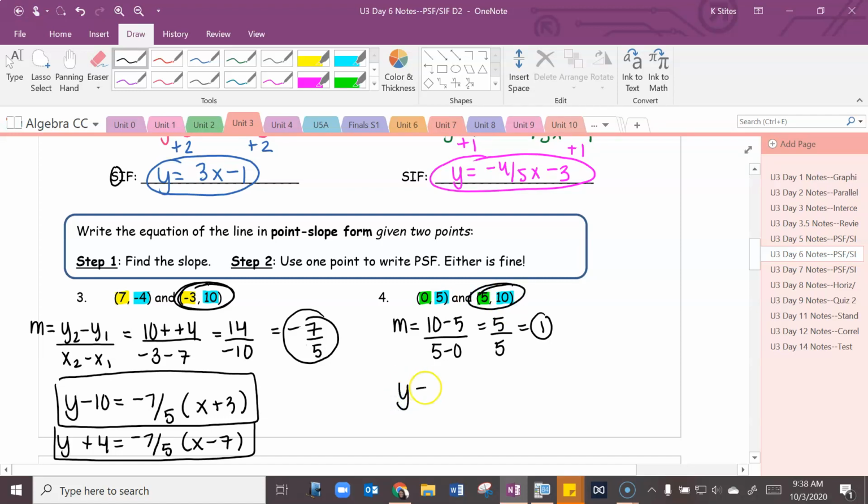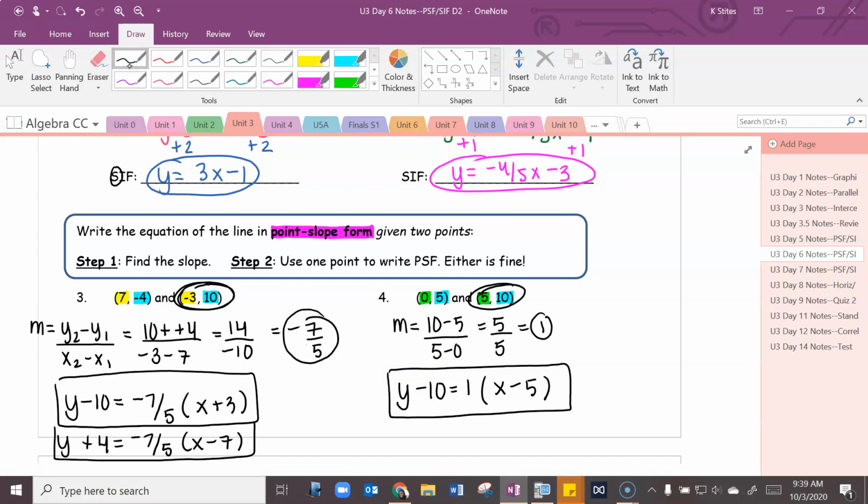y, and then the opposite of your y coordinate, so it's y minus 10 equals 1, and then parentheses, and then x, and the opposite of your x coordinate, so x minus 5. And again, we're just going to stop. We're going to leave it like this because this is point slope form. Point slope form, we leave it with parentheses.